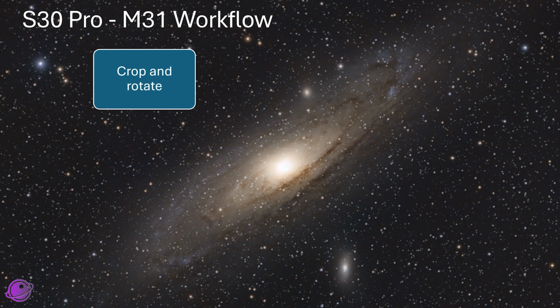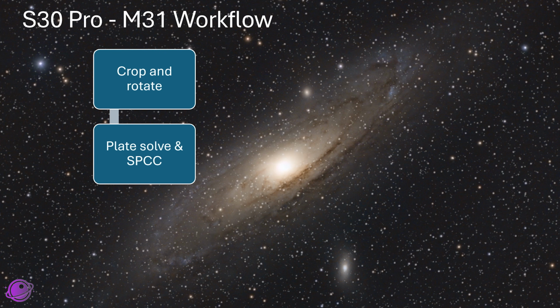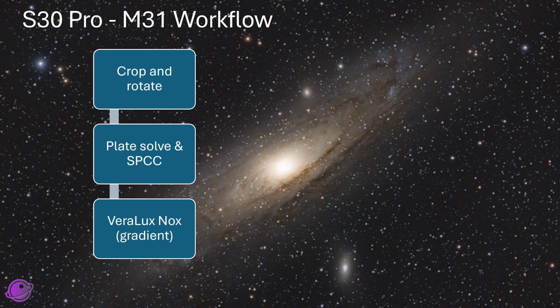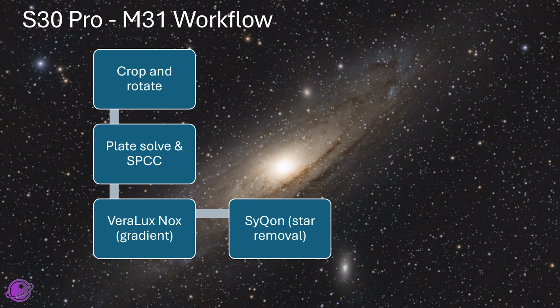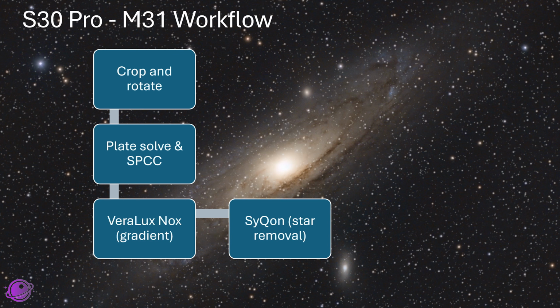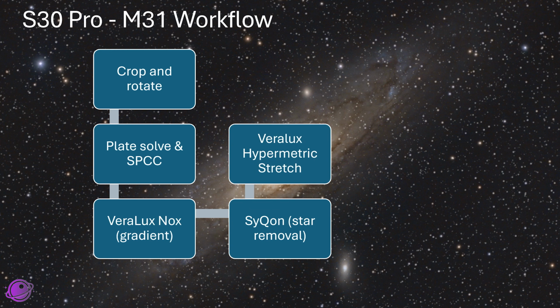This is going to be a pretty quick video. I don't go deep into anything, but the steps that I'll show you today will include cropping and rotating, plate solve and SPCC, and then using a couple of the VeraLux scripts, including VeraLux Nux to do a gradient correction. The new SyQon script for star removal, that actually prompted me to redo this video. I recorded this yesterday using StarNet, and today I had to redo it with SyQon just because I had to test that script out. And then we'll use VeraLux hypermetric stretch to do our stretch, but you can also use generalized hyperbolic stretch if that's what you like.